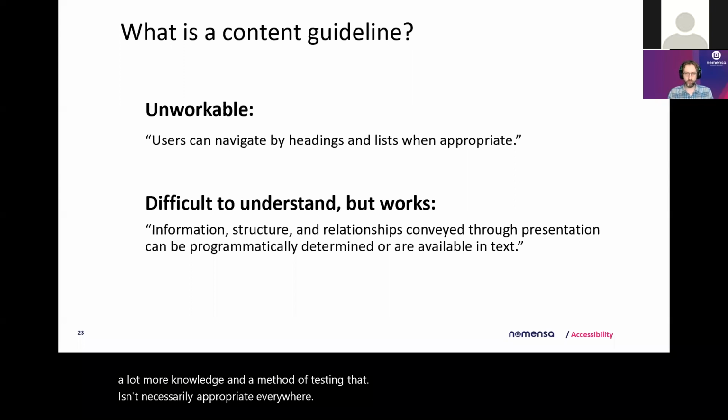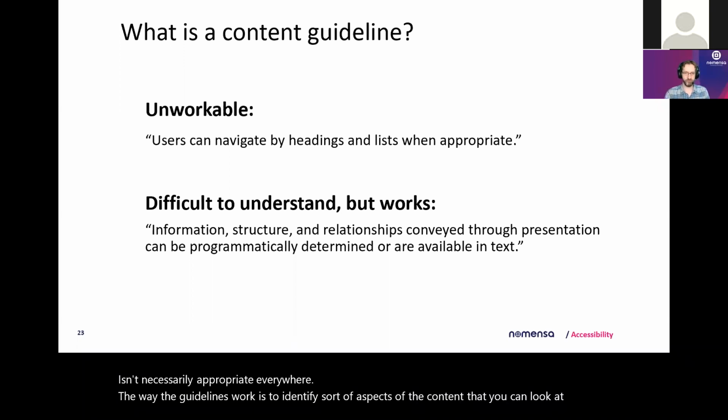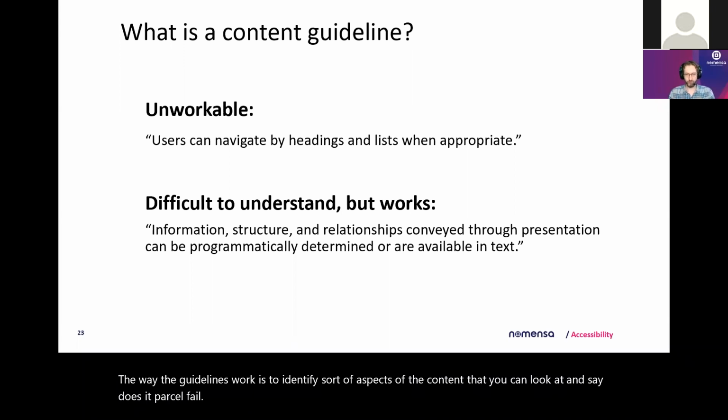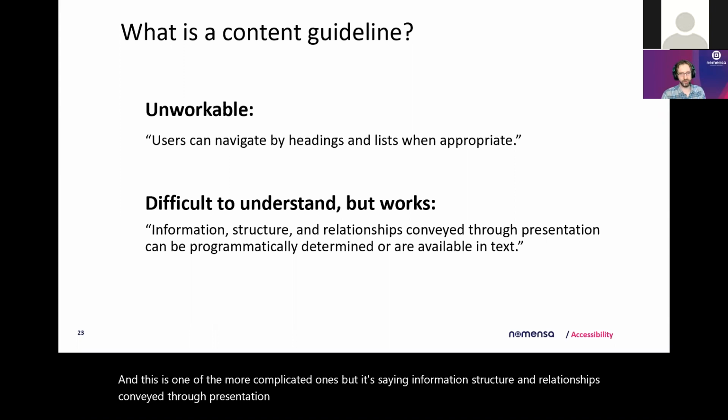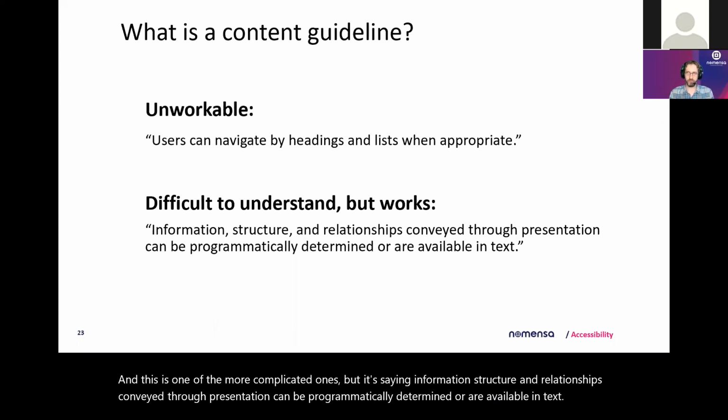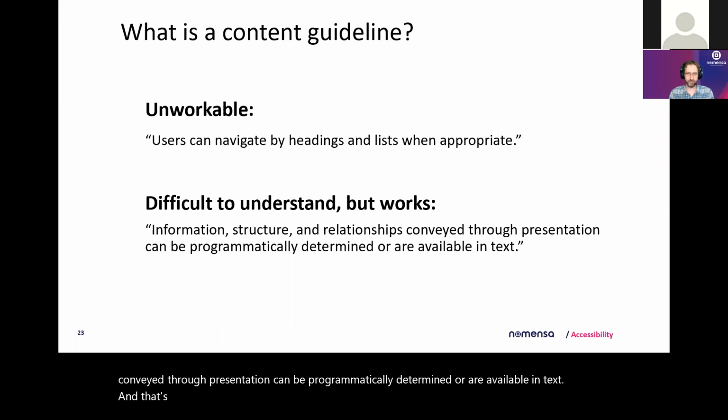So the way the guidelines work is to identify aspects of the content that you can look at and say, does it pass or fail? And this is one of the more complicated ones, but it's saying information, structure and relationships conveyed through presentation can be programmatically determined or are available in text. And that's more vague in some ways, understandably, but it is much more testable.